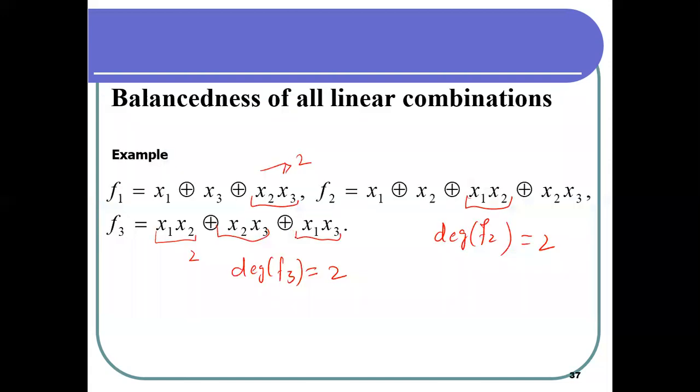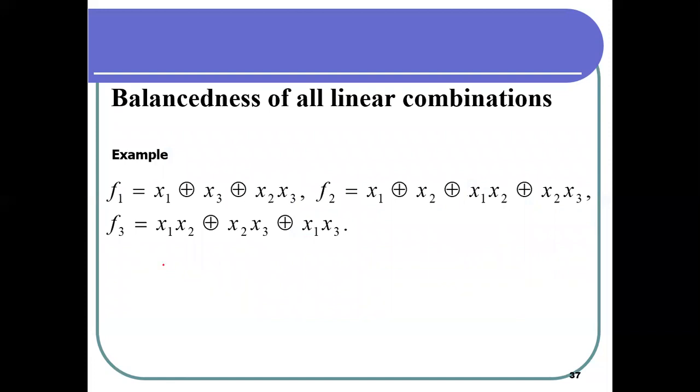So how can I calculate this? If I have a function f from Z2 to Z2, take any function f from Z2 to Z2 as a table with inputs 00, 01, 10, and 11. The outputs are 0, 1, 1, and 0. So this is my f of x, and this is my x.